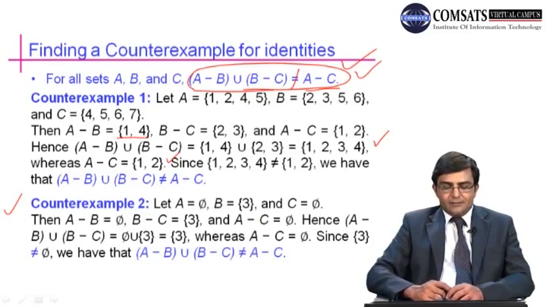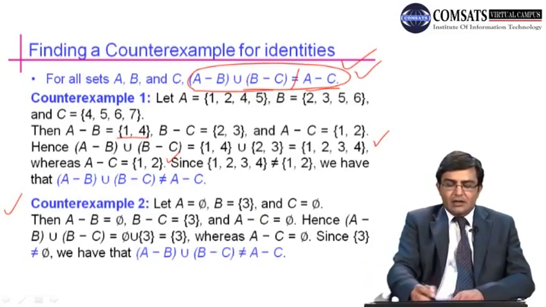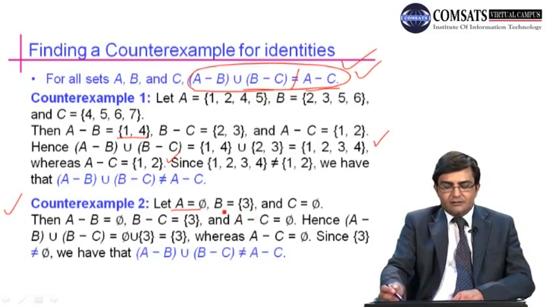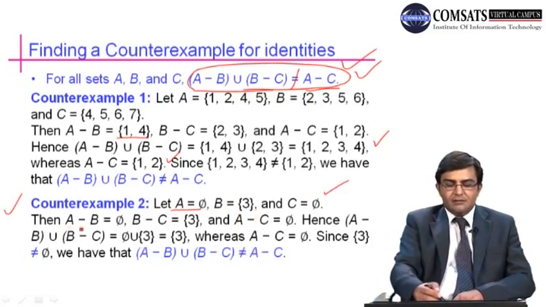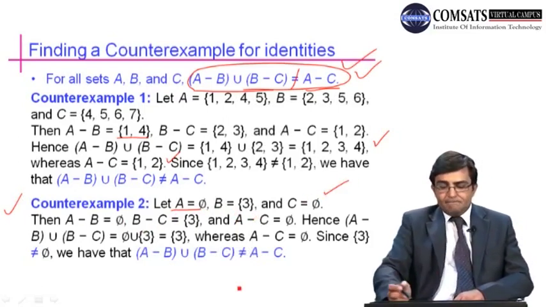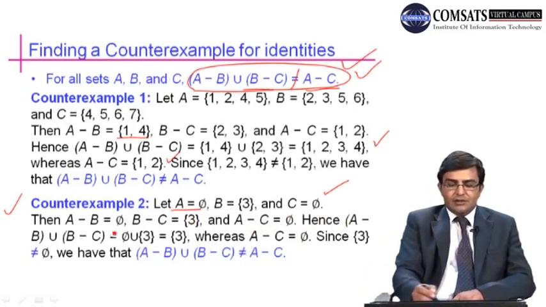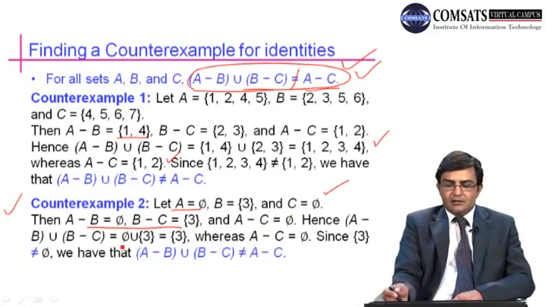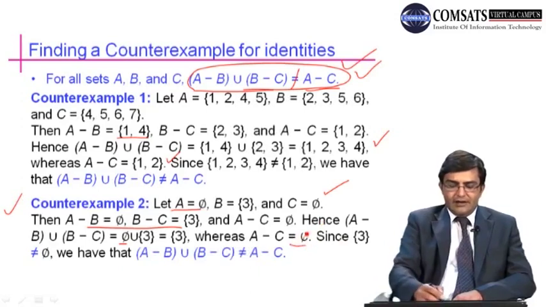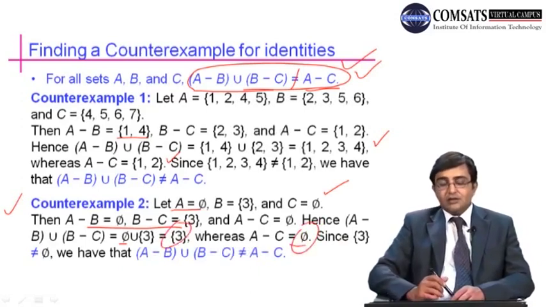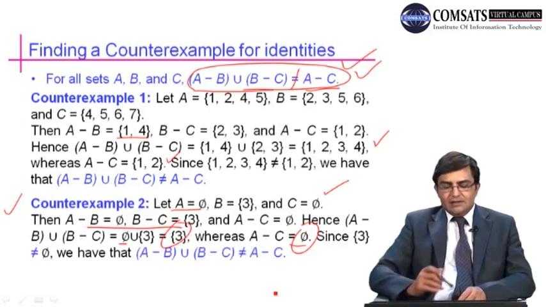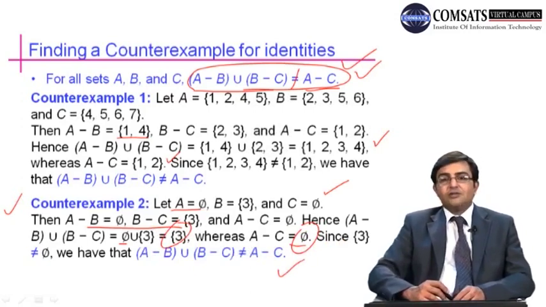identity or equality. So if we take A equal to 5, B equal to 3, C equal to 5, then A minus B is 5, B minus C is 3, A minus C is 5, and hence the union of these two is basically 3, and A minus C is 5. So these two sets, phi and this set, are not equal. Therefore this equality is not true.